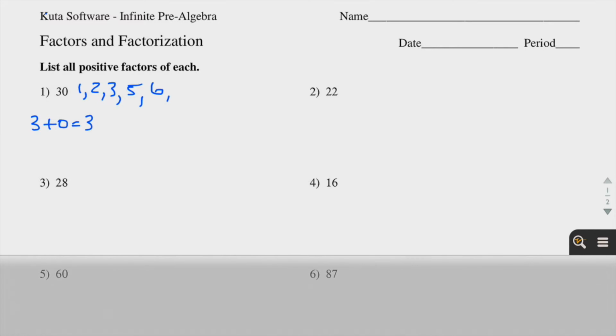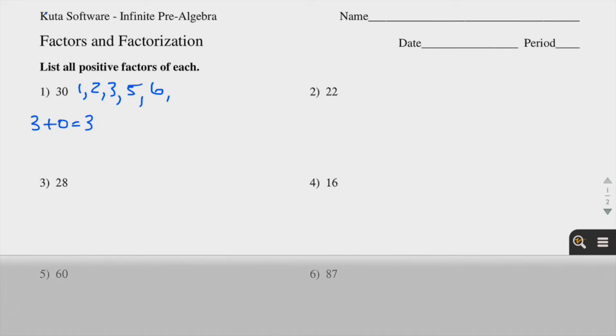Check for 9. 9 is similar to 3 where you add the digits up, and if 9 goes into the sum of the digits, then 9 goes into the number. Well, we already added the digits for 3. When we did 3 plus 0, we ended up getting 3. Because 9 does not go into 3 evenly, 9 does not go into 30. So let's check for 10.